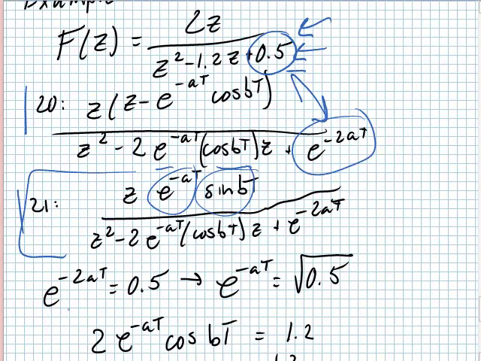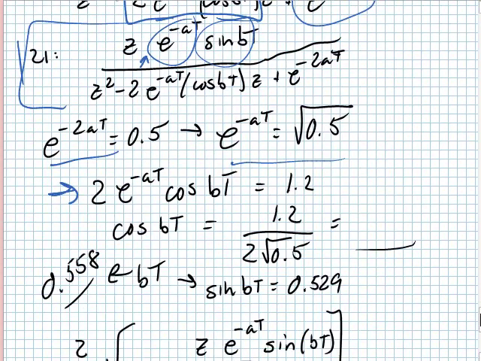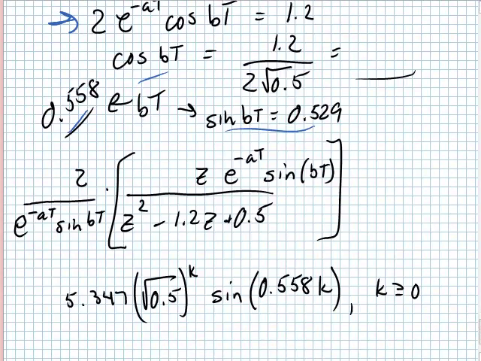Okay, so let's look. We've set this equal to 0.5, and we can find e to the minus aT, which is what we're going to need in the numerator here. We also know that this middle coefficient has to be equal to 1.2. So that allows us to find the cosine of bT. And once we have the cosine of bT, we can find the angle or any of the trig functions that are associated with that.